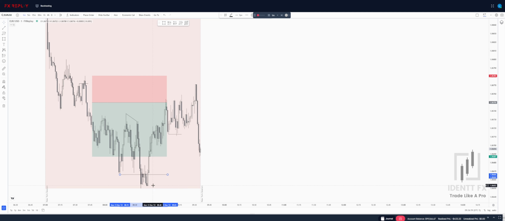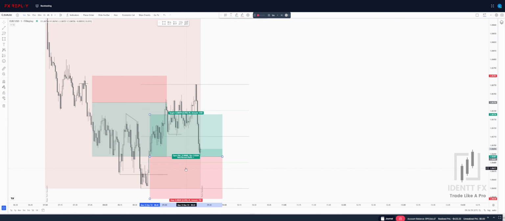We had a sweep right here. We had this big amount of follow through. We can actually pull our FIB tool. We can see that we are currently in a discounted area for buys. What we could do is smack on an order right here on this fair value gap, right? There we go.